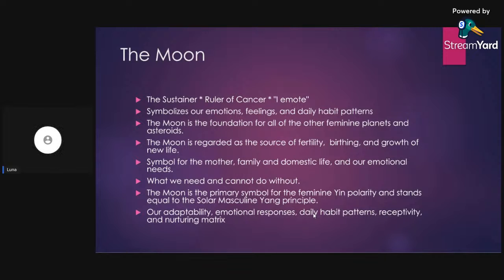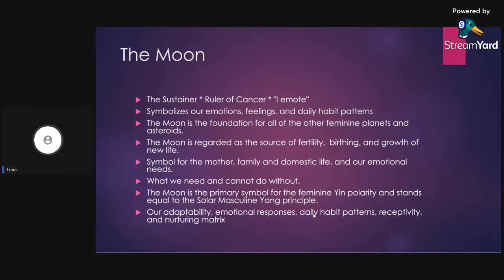Moving on to the moon, the sustainer, the ruler of Cancer. The moon, planetary ruler of the sign Cancer, symbolizes our emotions, feelings, and daily habit patterns. Mythologically, the moon was personified as the goddess, and in her triple form she displayed herself as Artemis, the new moon, Selene, the full moon, and Hecate, the dark moon. These symbolize the maiden, mother, and crone phases of the woman's lifespan. In this way, the moon is the foundation for all of the other feminine planets and asteroids.